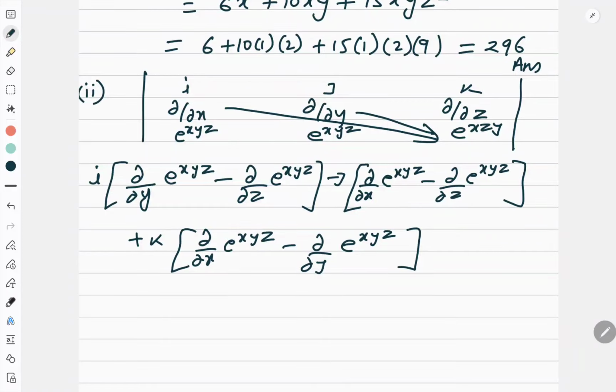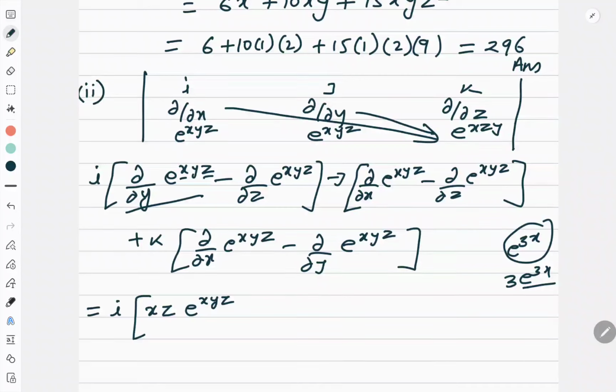Don't make the mistake of taking e to the power xyz common, because it is along with the partial derivatives. So you can't simply take it out without differentiating. Once you differentiate, then you can take it. Okay, so now let me start. What is dou by dou y of this? It is as simple as, suppose you have e to the power 3x. If you want to differentiate it, what happens? The constant comes out and the function remains the same. Now when you are differentiating with respect to y, x and z are constants. So it will become xz e to the power xyz minus xy e to the power xyz.